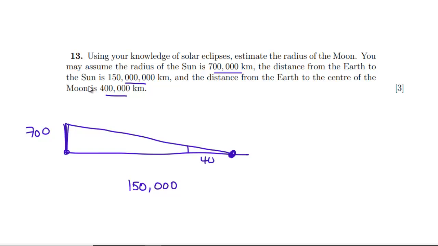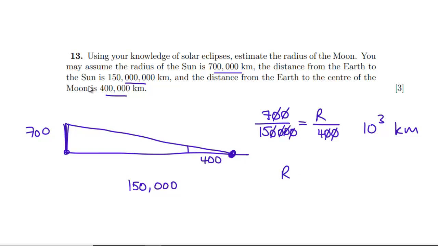We've got that is 700,000 kilometers. That's 400,000 kilometers. So we want 10 to the 3 kilometers as our units on all of this. And we want to put the radii at the top to make it a little bit quicker on manipulating everything. So we want r divided by 400. So let's get rid of a whole load of zeros. So r is going to be equal to 28 over 15 times 10 to the 3 kilometers.